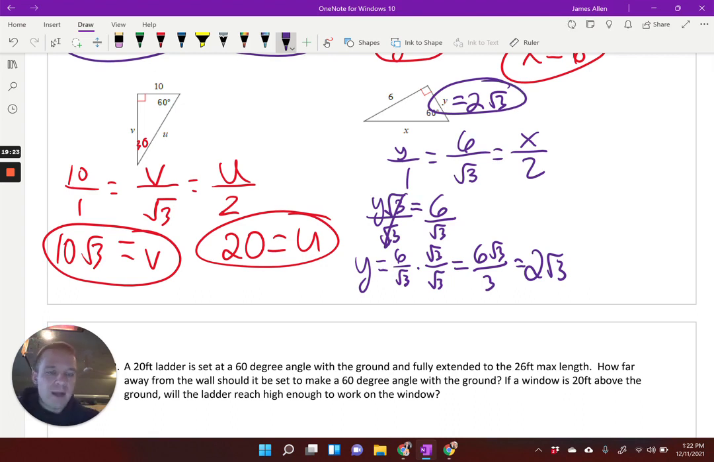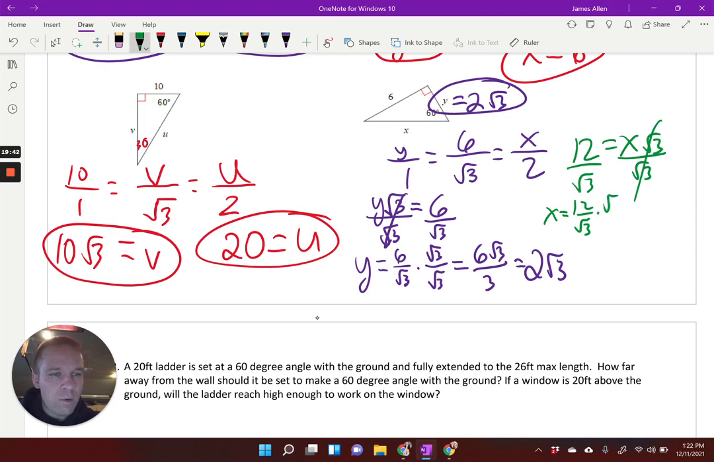All right. Now for x. I'll change colors for x so it doesn't get all mishmashed. We'll go with green. So I get 6 times 2 is 12. And then we have x root 3. Divide by root 3. And some of you might be like, dude, can I just multiply by 2 since I have the short side? You are correct. But I'm going to go through this. So we get x equals 12 over root 3.